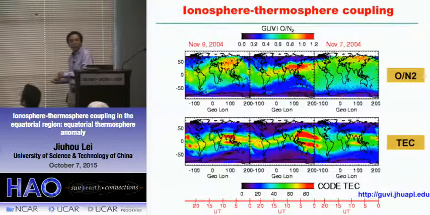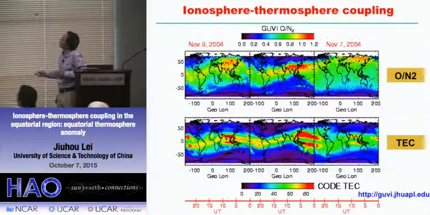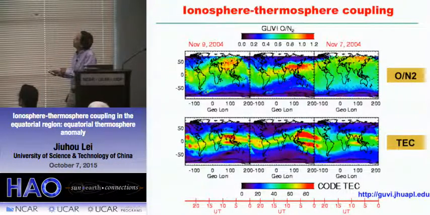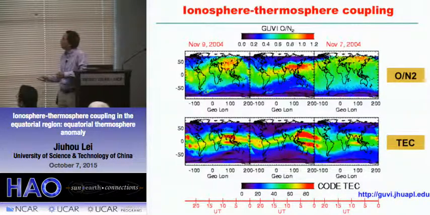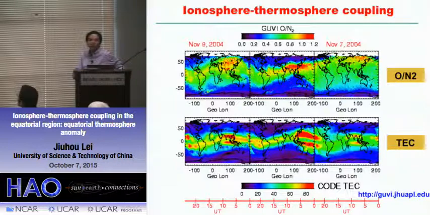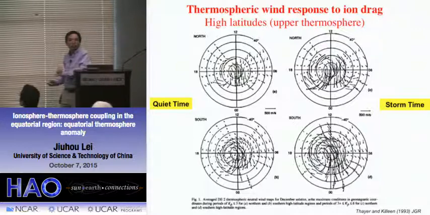And here is one example showing a storm case. This is November 7th, 2004. The largest storm happened around the end of November 7th, and you can see this alteration from GUVI observations. On November 8th, you can see the depletion of the composition. The bottom panel shows the TEC sampling along the orbit. You can see the TEC depletion highlighted in two hemispheres. That reflects the influence of the neutral density or composition on the electron density. So this is a good example to demonstrate the coupling between the neutrals and ions.